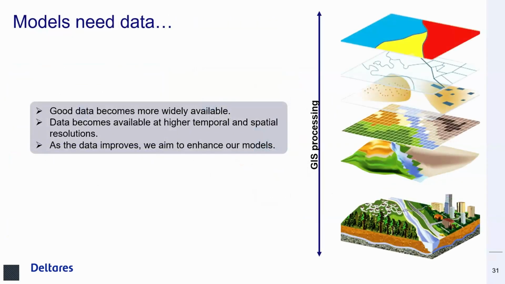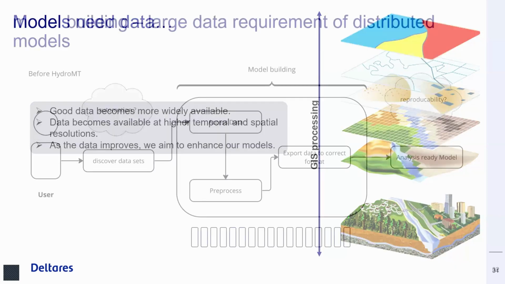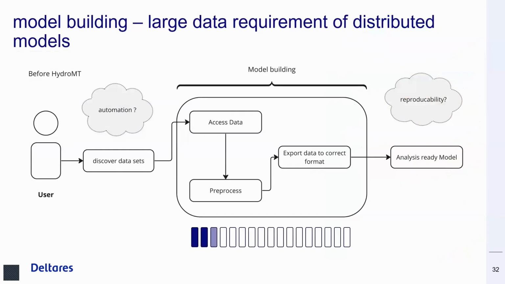These types of models obviously need data, and good data is becoming more widely available. It becomes also more available at higher temporal and spatial resolution. And as the data improves, we also want to improve our models. But typically, the process of building models takes a lot of time. We need to discover the data sets, access the data, pre-process the data, and make the data available in the correct format, and then we have maybe a model that is ready for analysis, but then we lack time to really analyze the model.